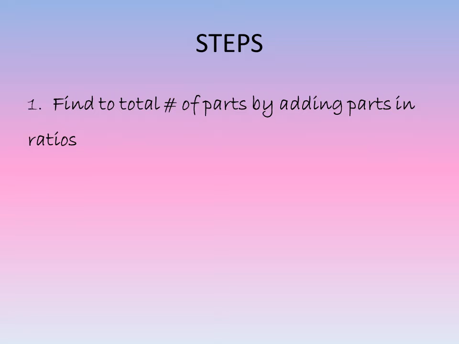Let's think of a mathematical approach to solve these problems. Suppose you're presented with some quantity that is more than the 9 donuts in the previous example. We have to take a mathematical approach, and this is what we do. The first thing, find the total number of parts by adding the parts in the ratio. Remember, a ratio consists of 2 numbers that compare 2 different parts. So we're going to find the total number of parts by adding them.